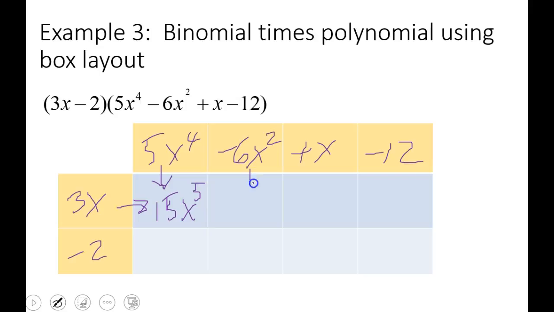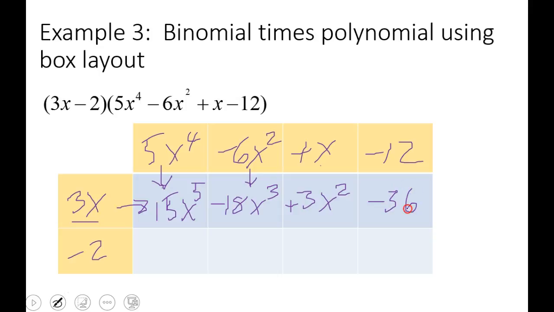Then in the box next to that, to the right of that, I still have the 3x as my row, times negative 6x squared is negative 18x cubed. Then x times 3x is 3x squared, and I should be in the habit of writing the signs, especially in the middle terms. Negative 12 times 3 is negative 36.